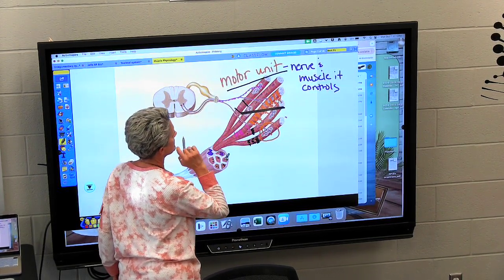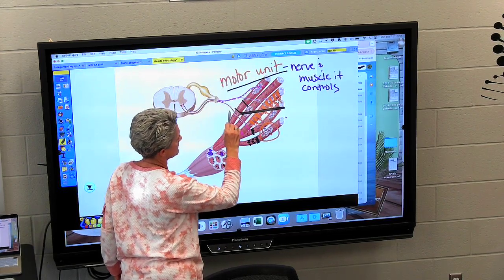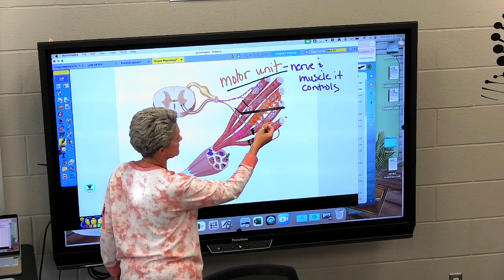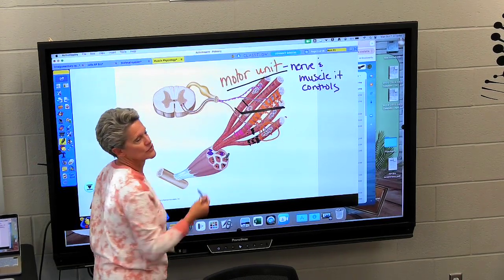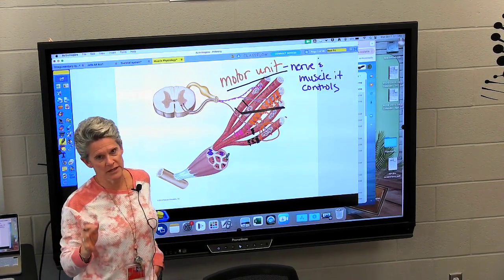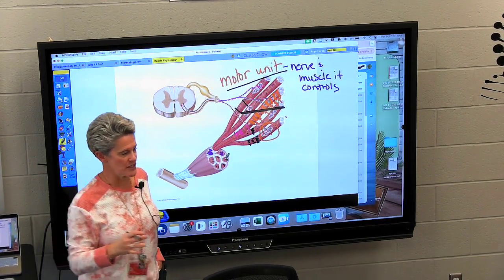There are motor nerves that are going to cause this to contract, and there are sensory nerves that send messages back to the brain and spinal cord. Well, we'll get more into that when we get to the nervous tissue. Okay.